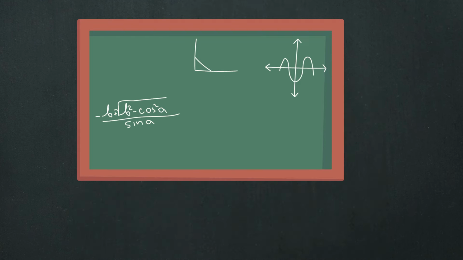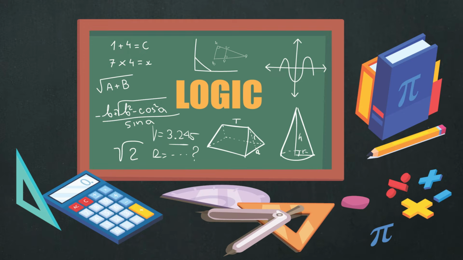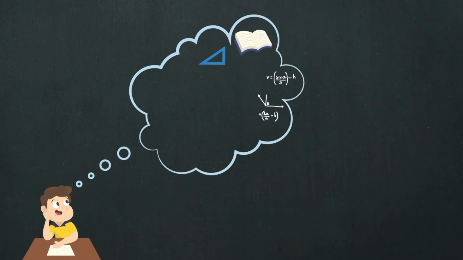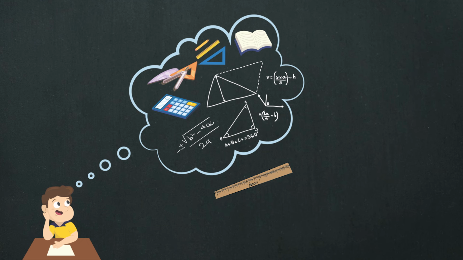Section 2. Logic, the core of all mathematical thinking. Now, we get into the backbone of all mathematical reasoning. Logic. Logic is what lets us make sense of numbers and operations, and it's been around for over 2,500 years.